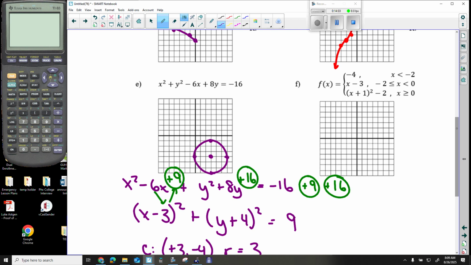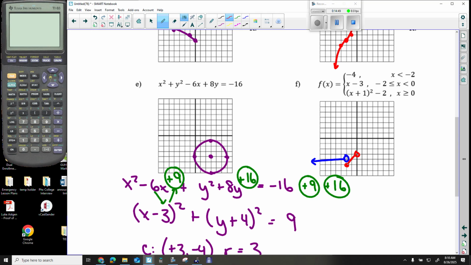All right, here is the piecewise function. So negative 4 exists from negative 2 backwards. So negative 2 that way, not including the negative 2. So that's that top line right there, open dot. All right, next is going to be a line with a y-intercept of negative 3. And that is going to exist from negative 2 to 0. It has a slope of 1. So that will be that. So that's closed dot. And this is open dot right there.